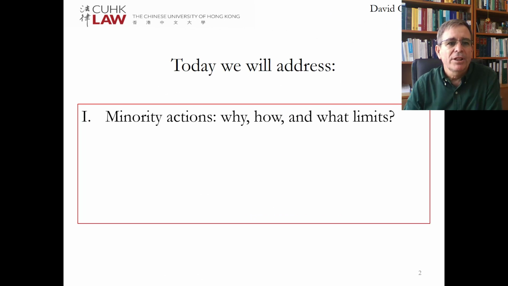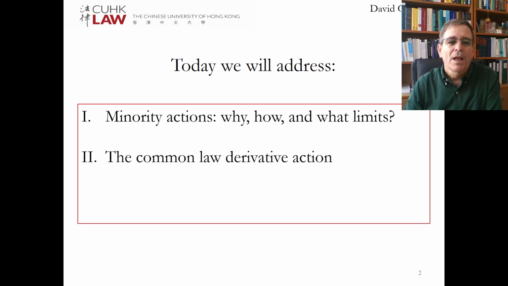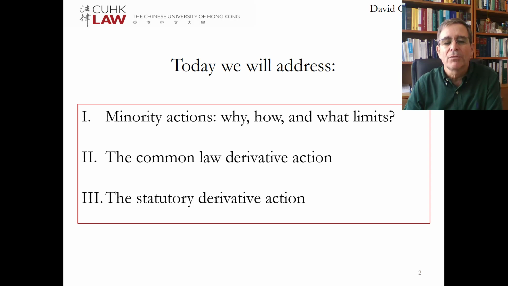We'll look at the nature of the action by looking at the control within the company, how it is arranged, and the risks of minority control. And then we'll look at the derivative action as it arose in common law. And finally, look at how the derivative action arose in statutory law, which has increased the number of derivative actions in Hong Kong by about sixfold when the statutory action was brought in 2005.